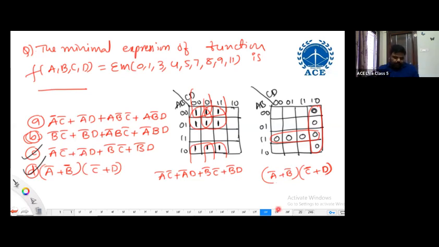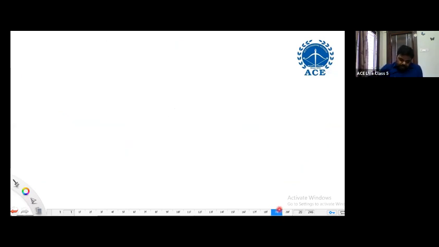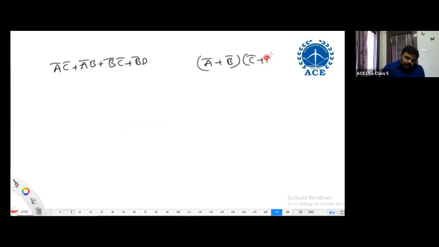So let me write expressions and decide the complexity. A bar C bar plus A bar D plus, what is the next one? B bar C bar plus B bar D. Another one is A bar plus B bar and C bar plus D.